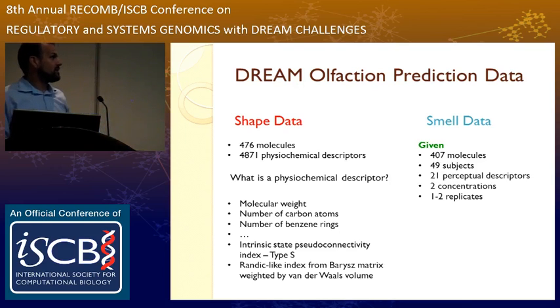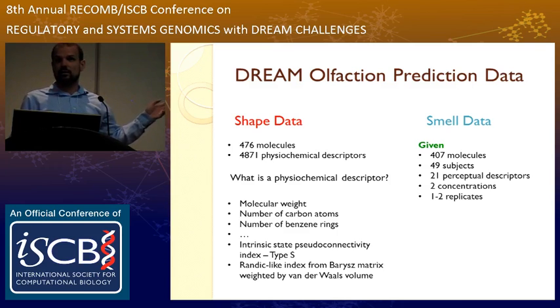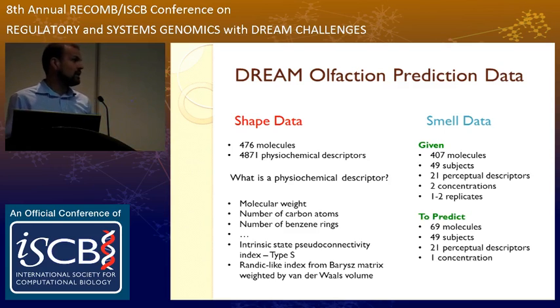And what we're given is information about perceptual data for about 400 different molecules and all these subjects. There were obviously 2 concentrations, as you heard. And in some cases, there were a couple of extra replicates at the same molecule, at the same concentration, in the same subject. And we have to predict these descriptors for the holdout set, which is about 1/5 of the total data set.